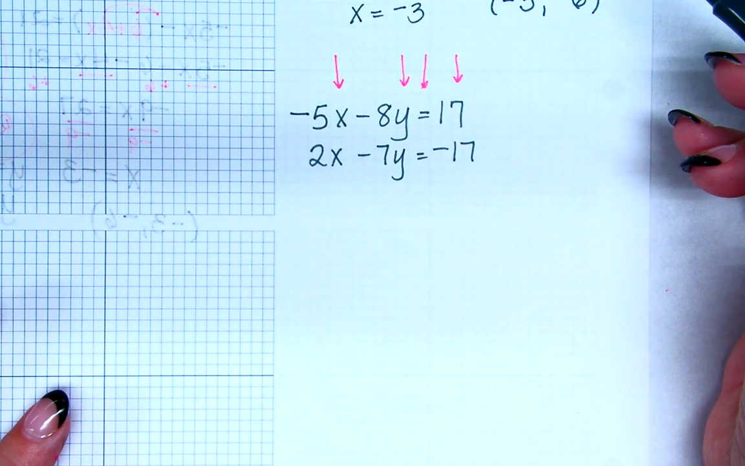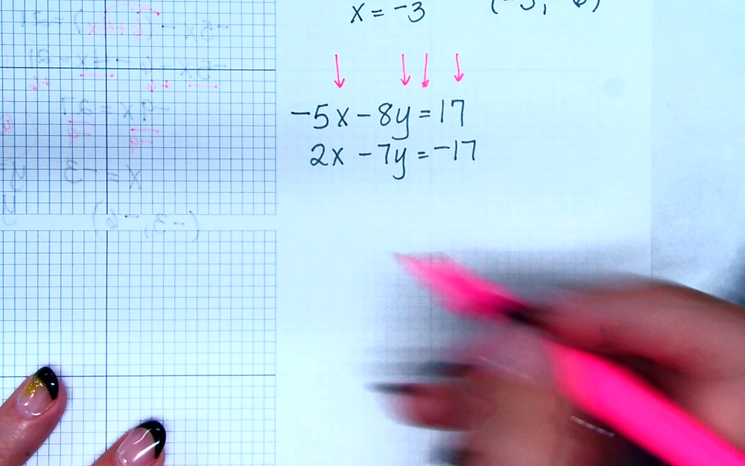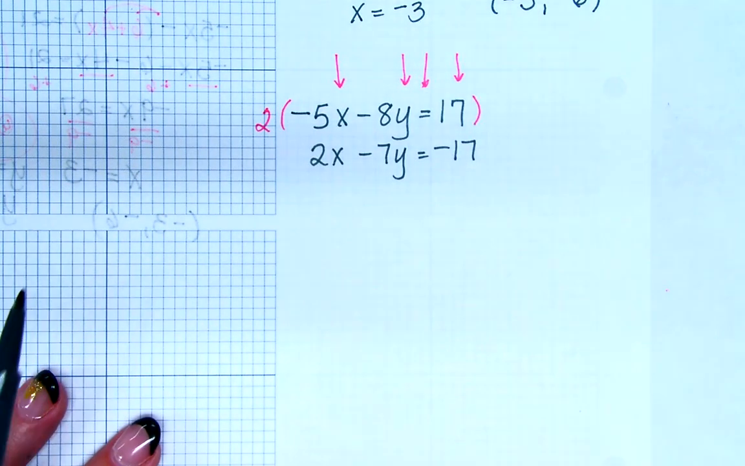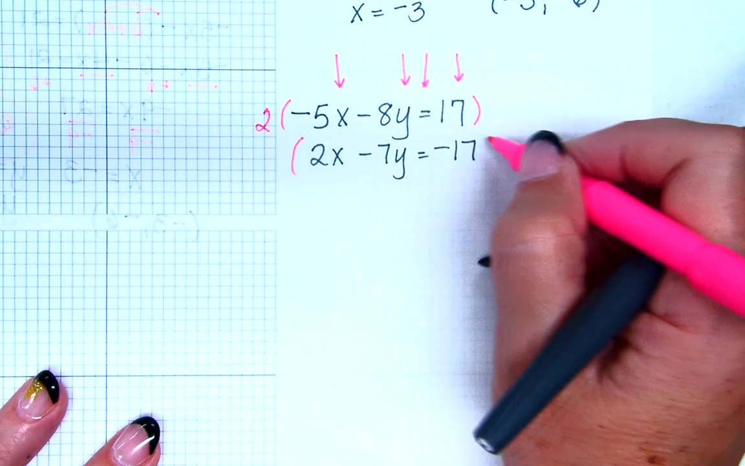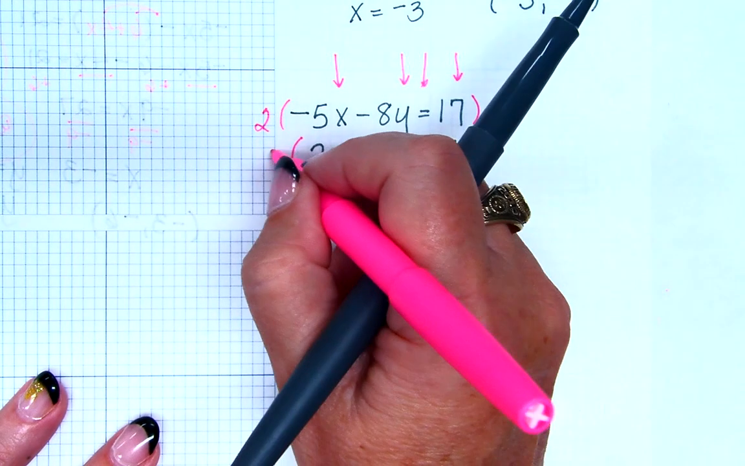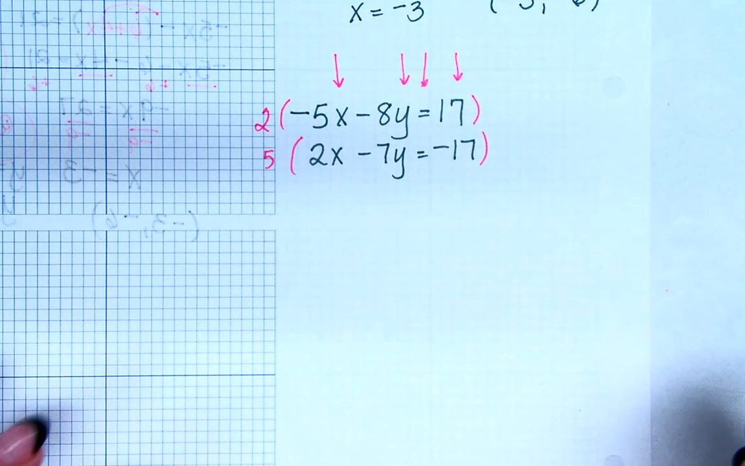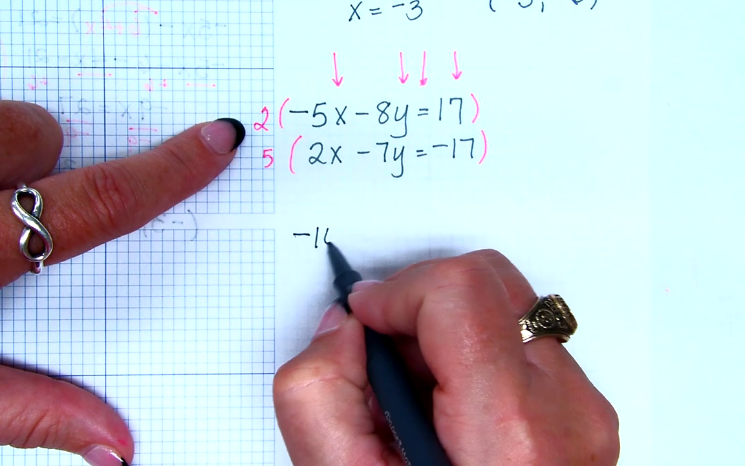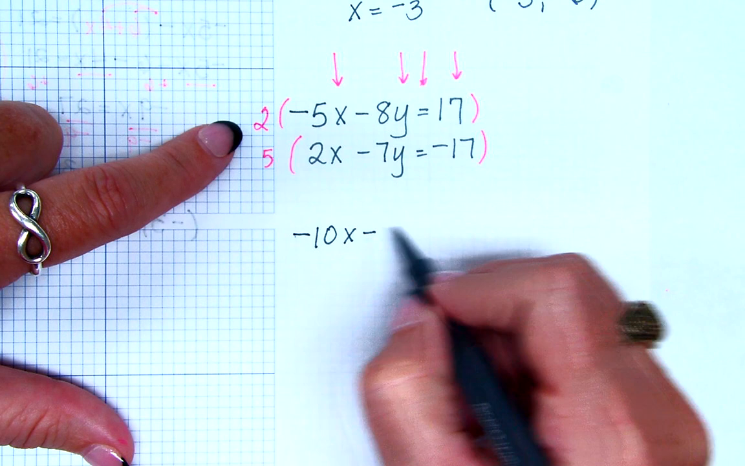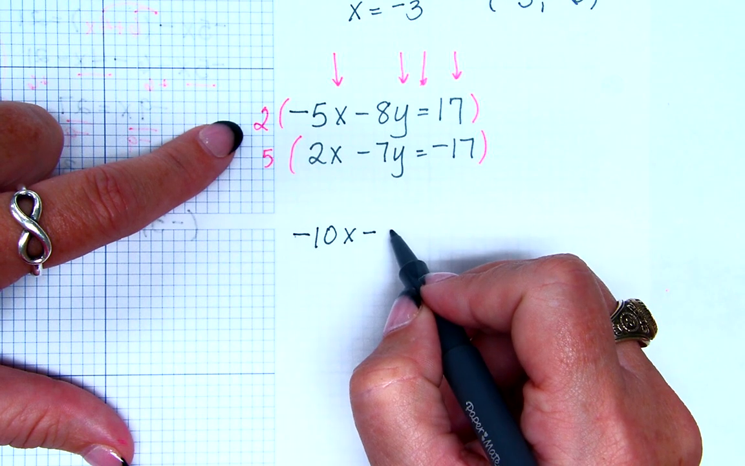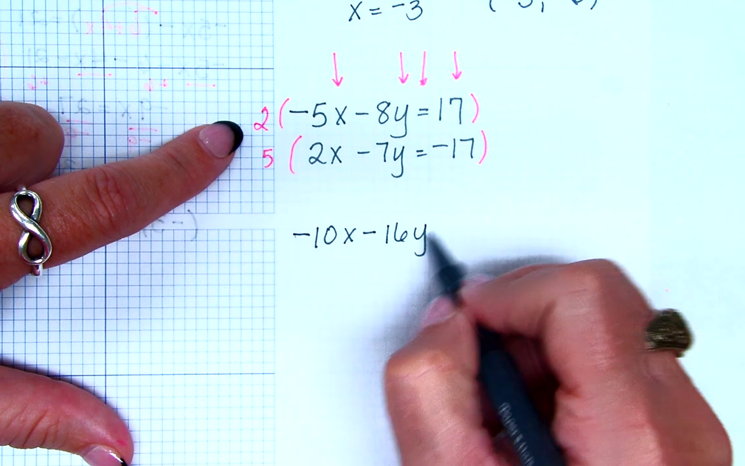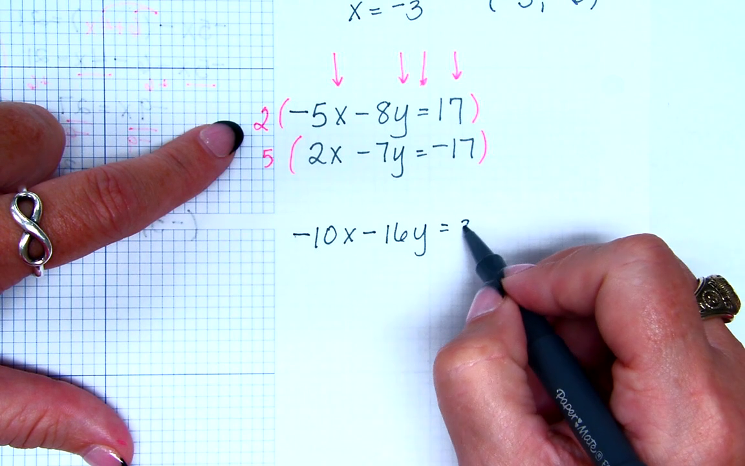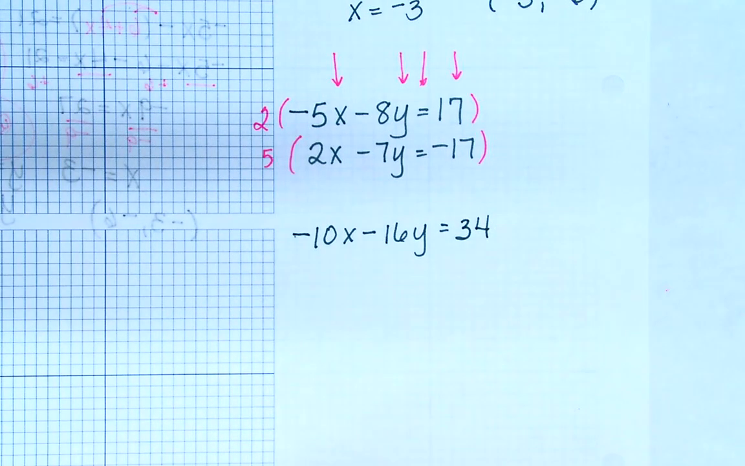Probably x's, right? So if we're going to choose to eliminate the x's, that means the whole first equation has to be multiplied by 2, and the whole second equation has to be multiplied by 5. Okay? So if I multiply the whole first equation by 2, I get negative 10x minus 16y equals 34.